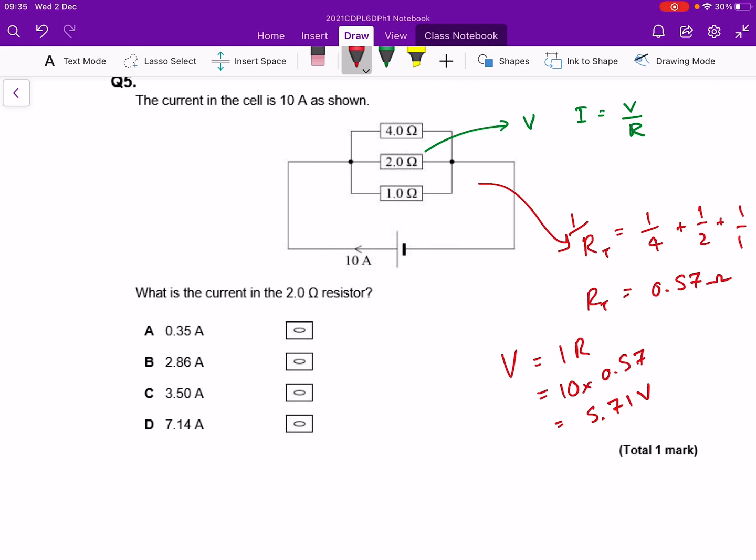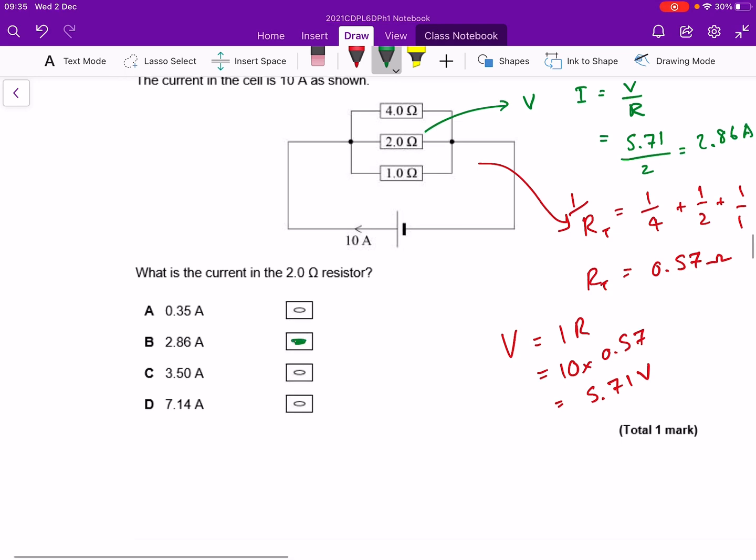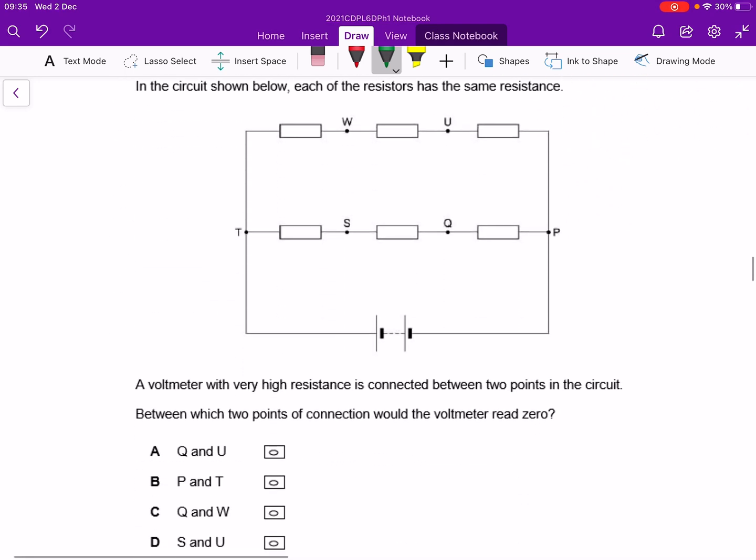Now we can bring that back in to our equation up the top here. So the voltage is 5.71. The resistance is 2. So that's going to give me 2.86 amps, which is going to be B. Question 6. We've seen this one in a previous test, so I won't spend too long on it.